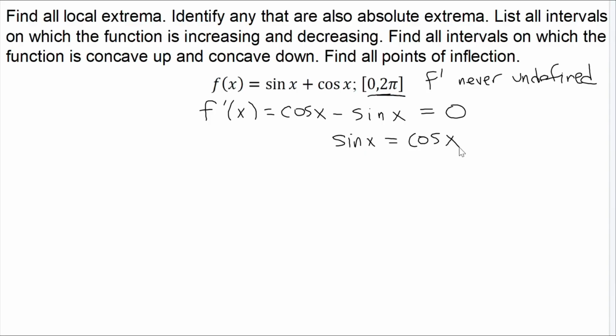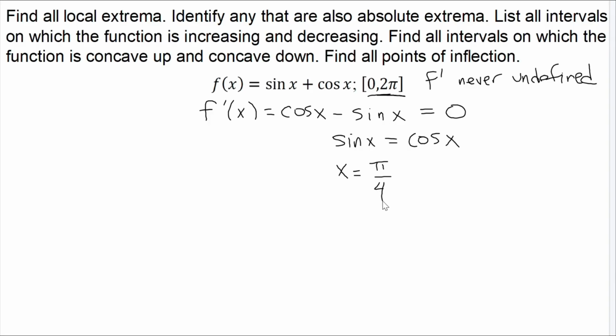If we just add sine x over to the other side, well, that happens twice every 2 pi. The increments of pi over 4 on the unit circle are the ones where sine and cosine have similar values. And in the first quadrant, sine and cosine are both positive, right? So it's pi over 4.